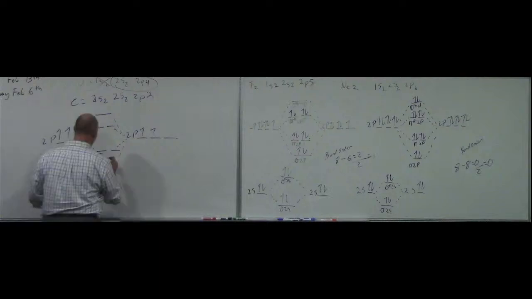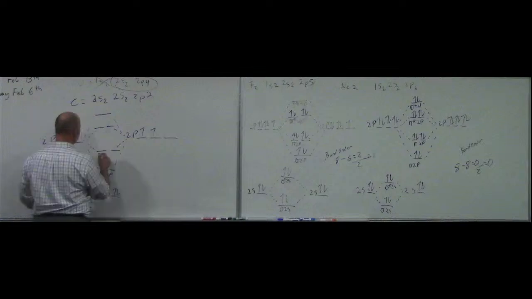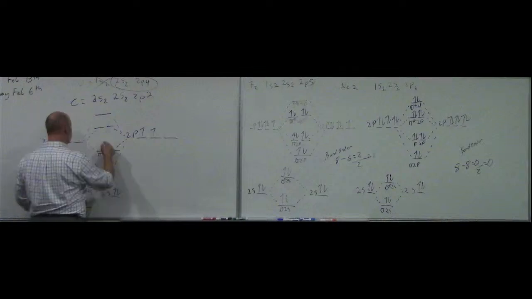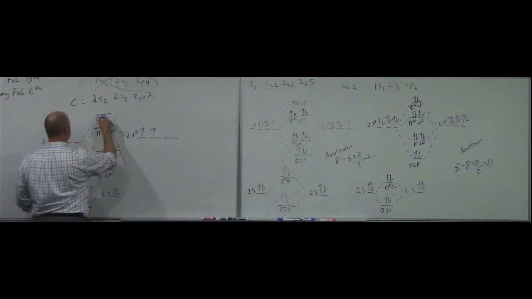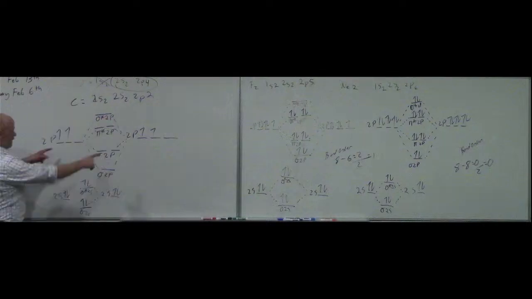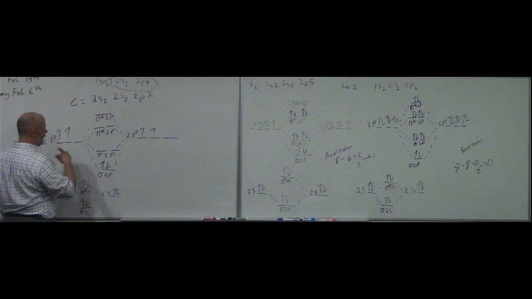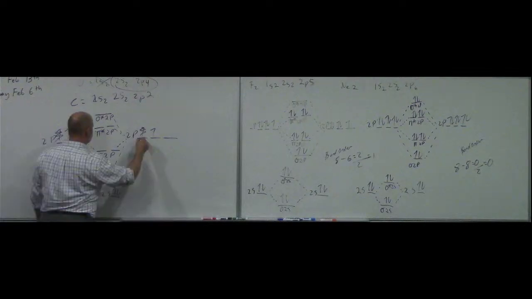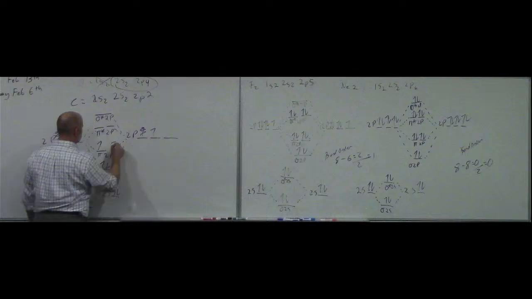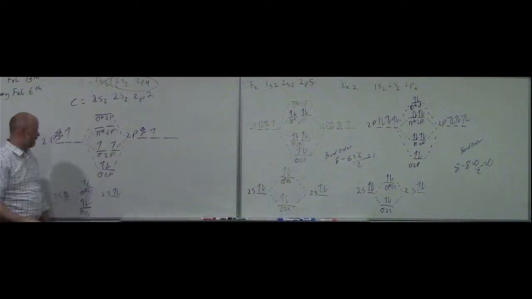I try so hard. But this is pi, and this is pi anti-bonding to p, and this is sigma anti-bonding to p. Again, Pauli exclusion, that takes care of this one and this one, right? And now I go here, and I go here, right? Okay.